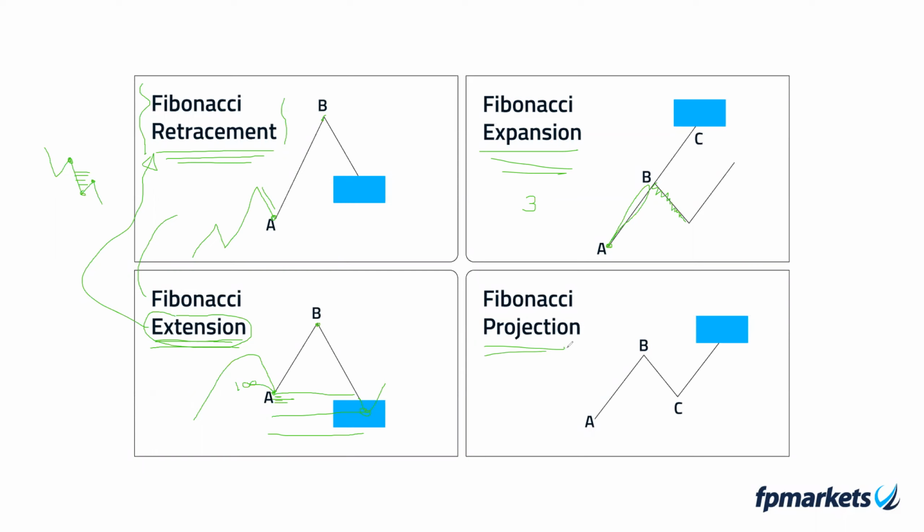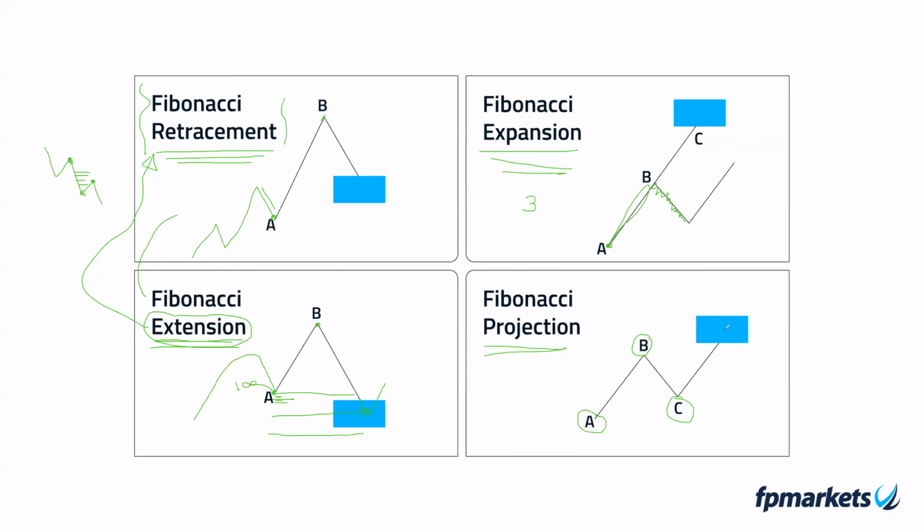All right, so finally, the projection. Now, the projection is a defined 3-point move, and the projection is derived from point A. We drag the projection tool to point B, and then we drag it to the retracement, point C. And what that will do is give you a projection based on A to B, extended from point C. All right, so this is why it's so good.